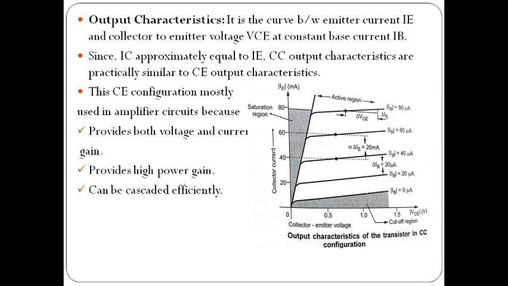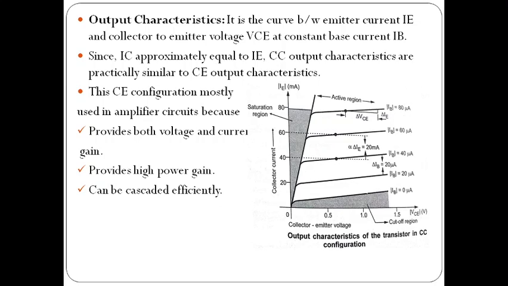Next, we'll discuss the output characteristics of common collector. It is the curve between the emitter current IE and collector voltage VCE at constant input current IB. Since IC is approximately equal to IE, the common collector output characteristics are practically similar to the CE characteristics. The CE configuration is mostly used in amplification circuits because it provides both voltage and current gain, and it offers high power gain.